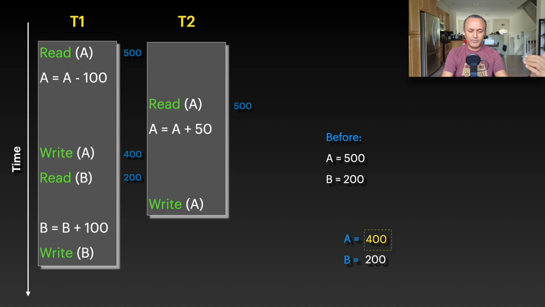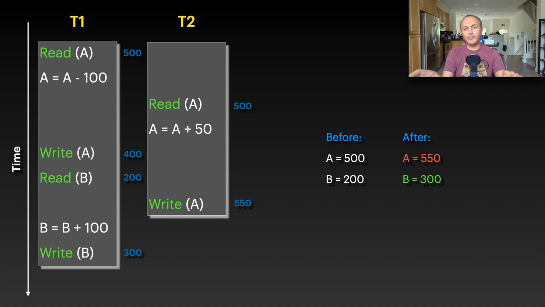It's going to read B, which is 200. Now T2 is going to write A. The value that it read was 500, and it added 50 to that, so it's going to write 550. Then jumping back to T1, adding 100 to B and writing that, so B is 300. Now when these two are committed, B is correct, but A is not. The correct value for A was 450. Now I have 550. This happened because the update from T2 overrode the update from T1. So it's basically like T1 did not change A at all.